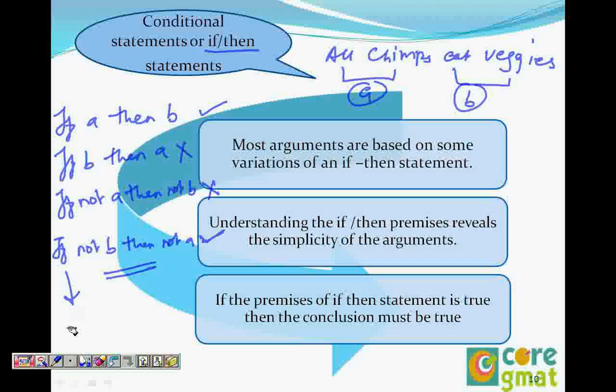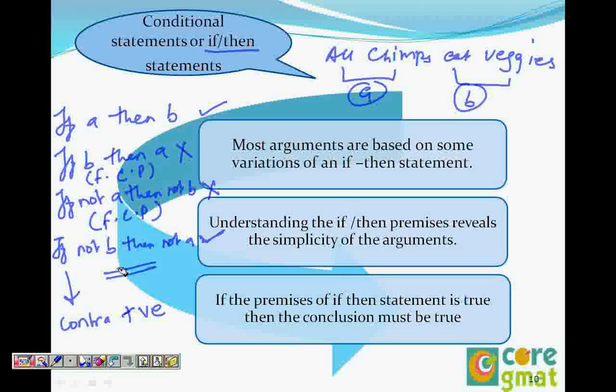This one? Yes. The fourth one? Yes. The fourth one is called contrapositive. So contrapositive is the only valid statement, and the rest two which are not valid statements are called false contrapositives. So the fourth statement is a contrapositive, and this one is a false contrapositive. And so is the second statement. The third statement is also a false contrapositive.